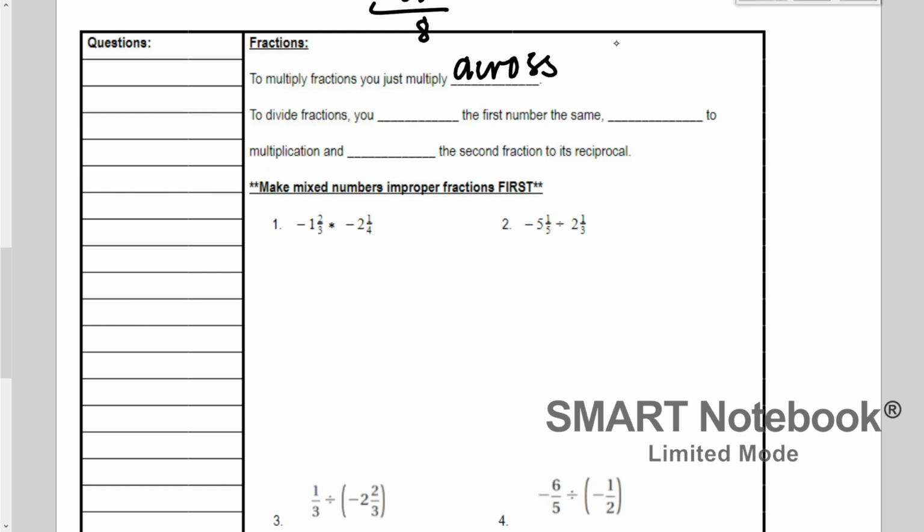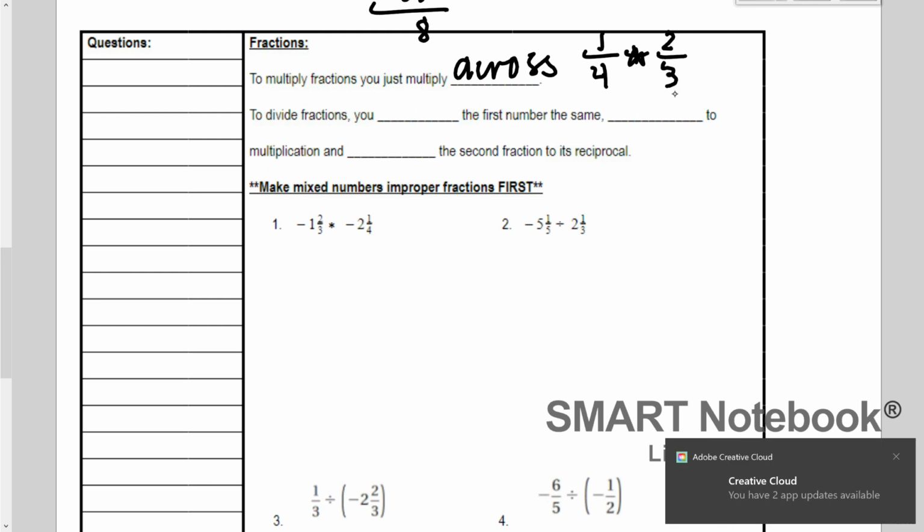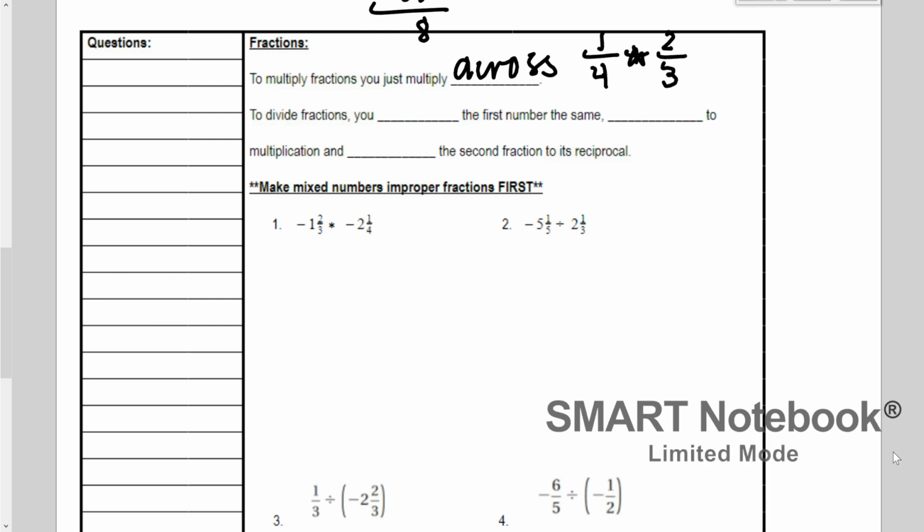So if I've got 1/4 times 2/3, I would just go ahead and multiply. 1 times 2 is 2, 4 times 3 is 12, and then I would simplify from there. Divide both of those by 2 to get 1/6.